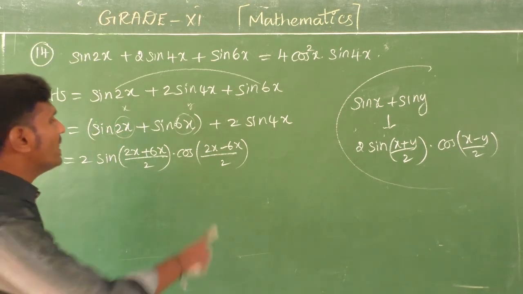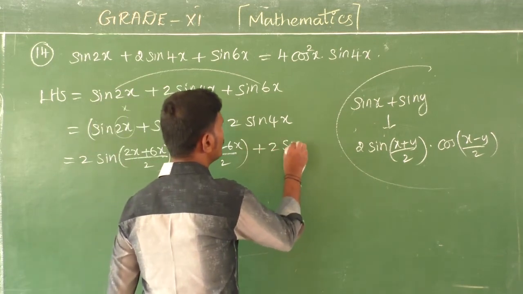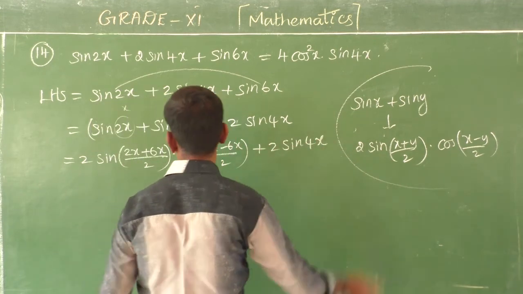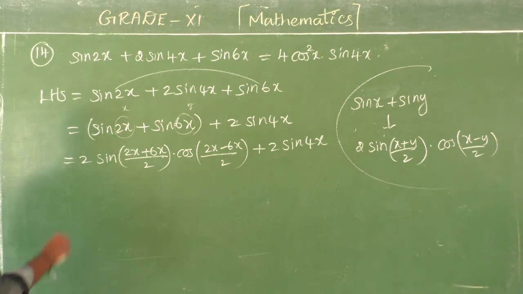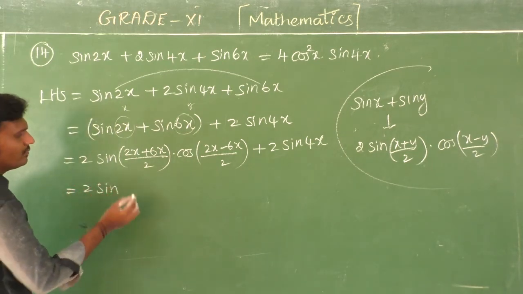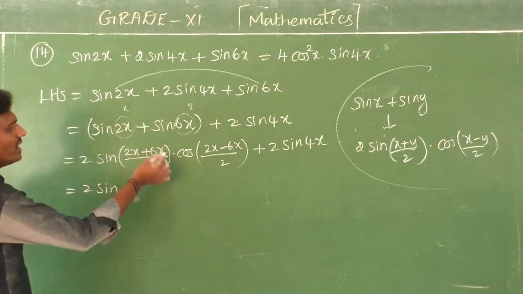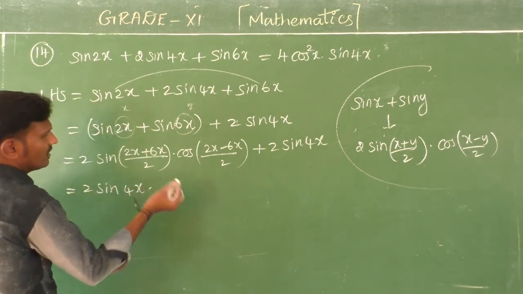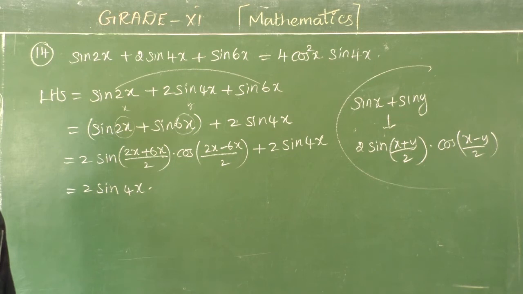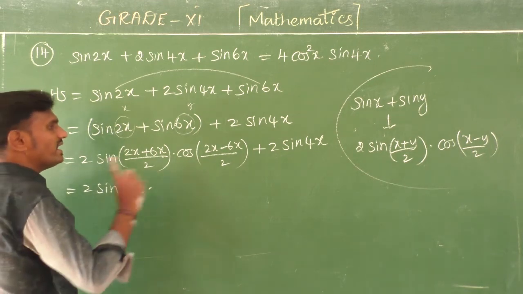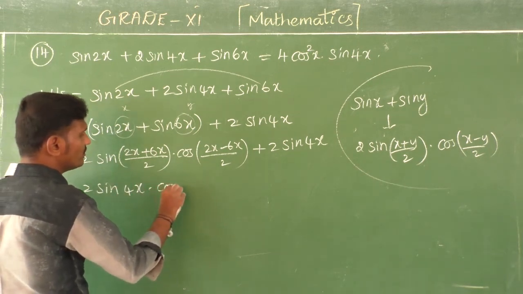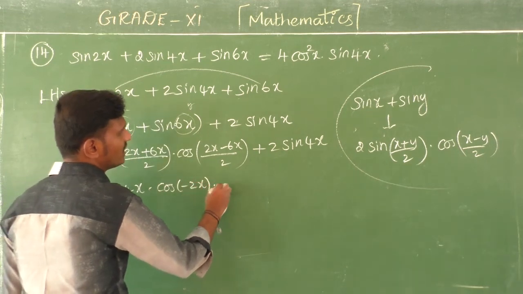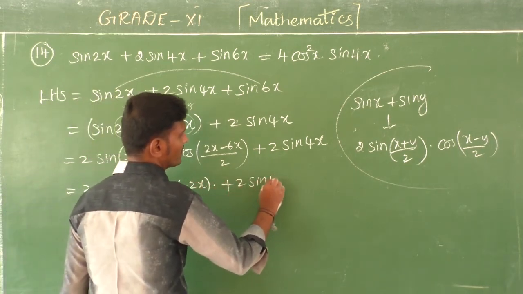Now, what will the remaining be? 2 sin 4x. Now simplify this. 2 sin of (2x plus 6x) by 2, 8x by 2, so that is 4x, into cos of (2x minus 6x) by 2, minus 4x by 2, what will come? Cos of minus 2x, plus 2 sin 4x.